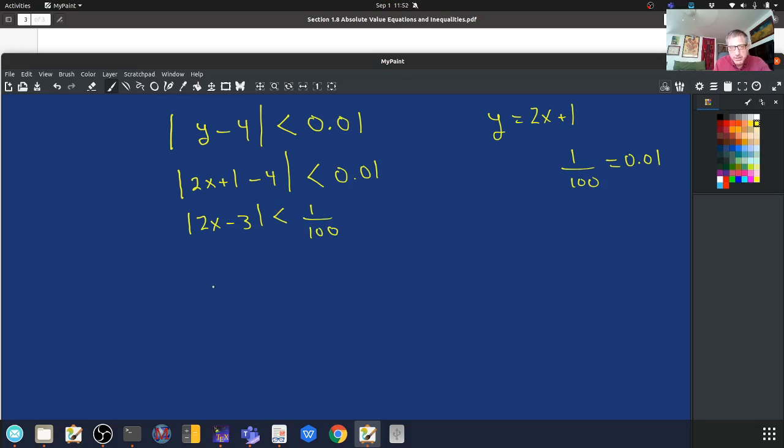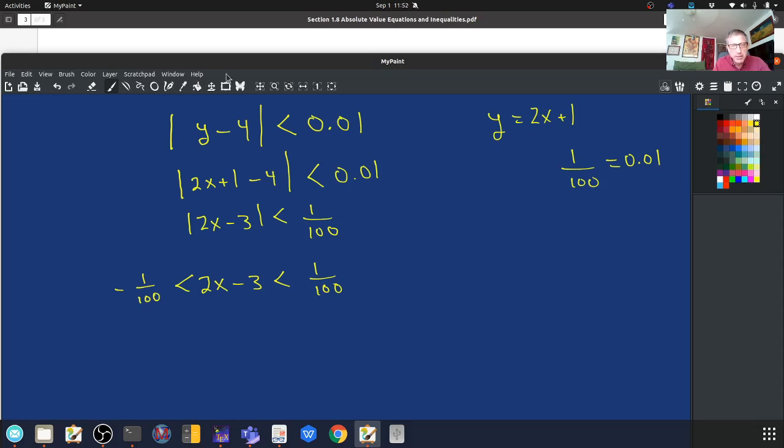So what does that mean? 2x minus 3 is less than 1/100th, meaning it is between 1/100th and minus 1/100th. This is the third row inequality.